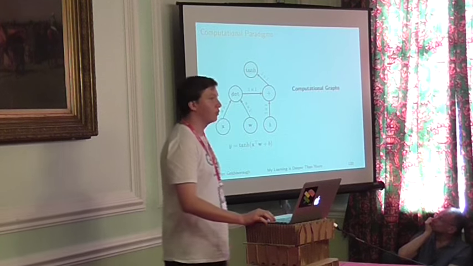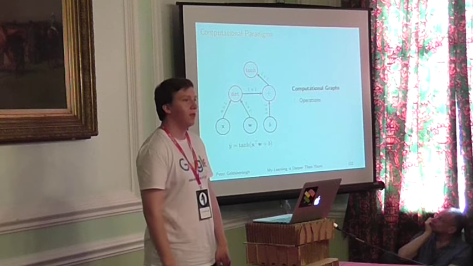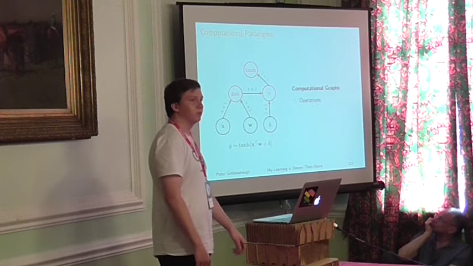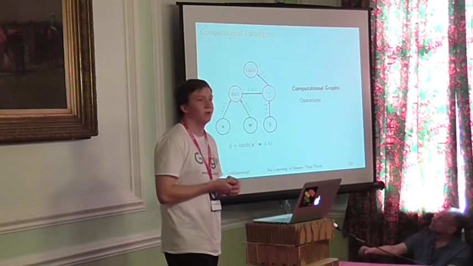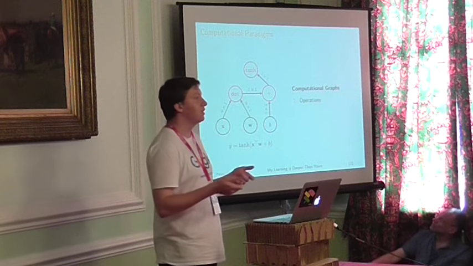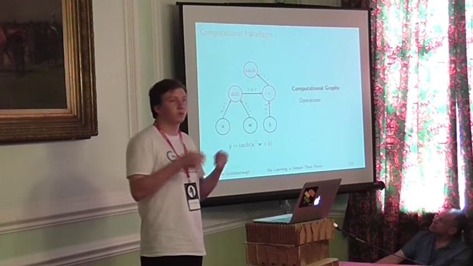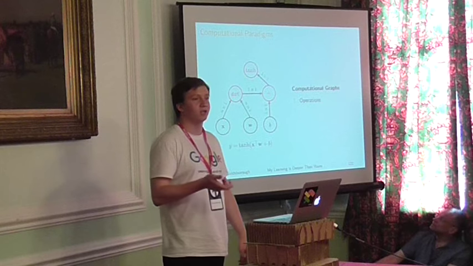In TensorFlow, there are three basic components to this computational graph. The first is operations. In the graph, operations are the vertices or nodes. Very basically, an operation is any transformation or combination of zero or more inputs to produce zero or more outputs. From this very general definition, you can see we have a very flexible interpretation of what an operation actually is.